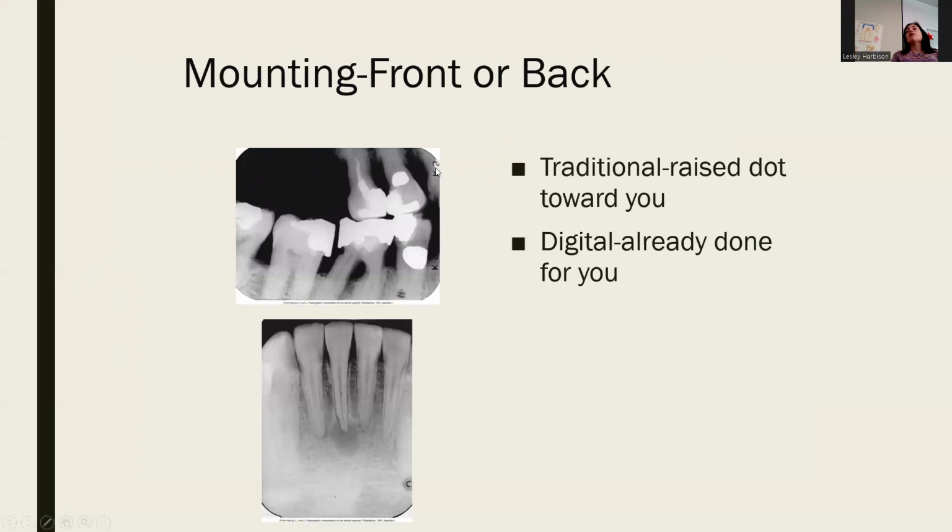Mounting front to back, if it's a traditional film, you do need to know this because you're going to be tested on mounting a traditional set of films. There is a little dot, and you'll be able to play with this tomorrow, but there's a little raised dot on a traditional film, and that dot should always be facing out. So all the dots, you should be able to feel that little bump, and as you're looking at your set of films, all the dots should be pointing towards you. So you should feel the little raised dot. If it's digital, it's already done for you. You don't have to worry about flipping it back and forth.